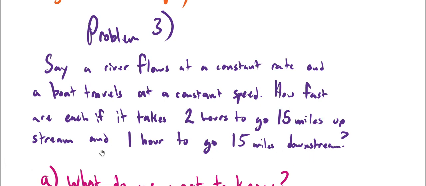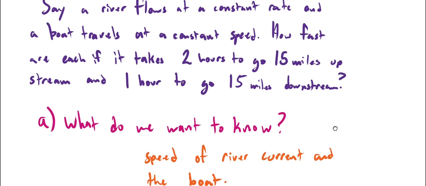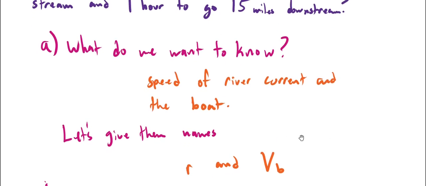If you're going upstream, you're going against the current of the river. And if you're going downstream, you're going with the current of the river. So what do we really want to know here? The speed of the river current and the speed of the boat. And let's give them names. Let's say V sub r is going to be the velocity of the river, and V sub b the velocity of the boat.